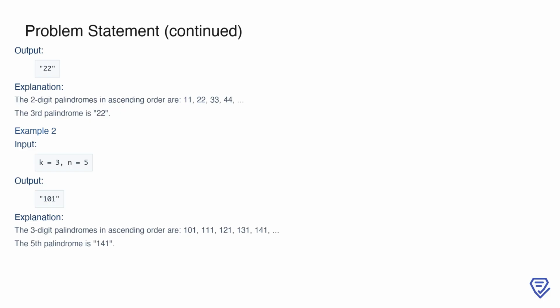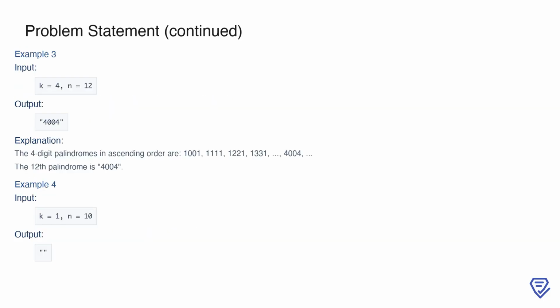In another example, where k equals 3 and n equals 5, we need to find the fifth smallest three-digit palindrome. The three-digit palindromes are 101, 111, 121, 131, 141, and so on. The fifth palindrome in this sequence is 141, so the output is the string 141. These examples help illustrate how the palindromes are ordered and how to determine the nth one. Now let's examine a few more examples to deepen our understanding.